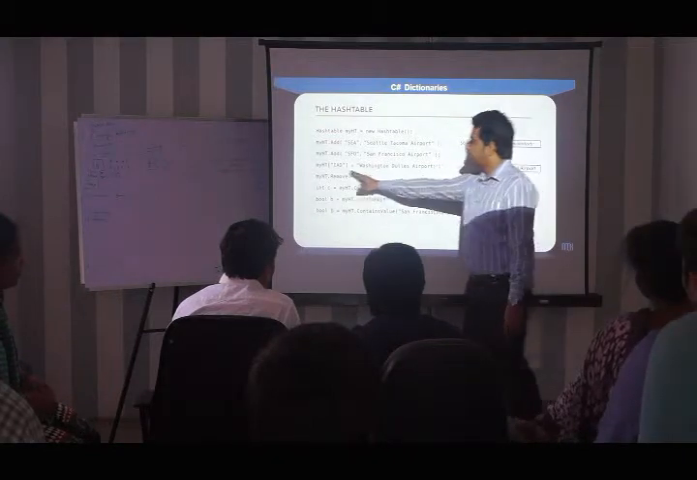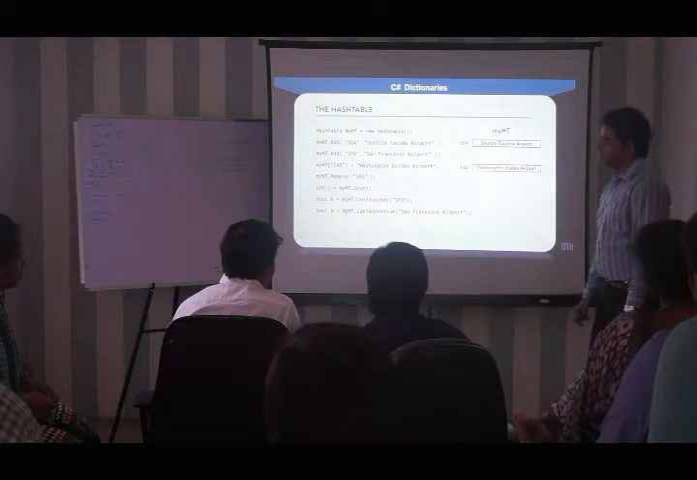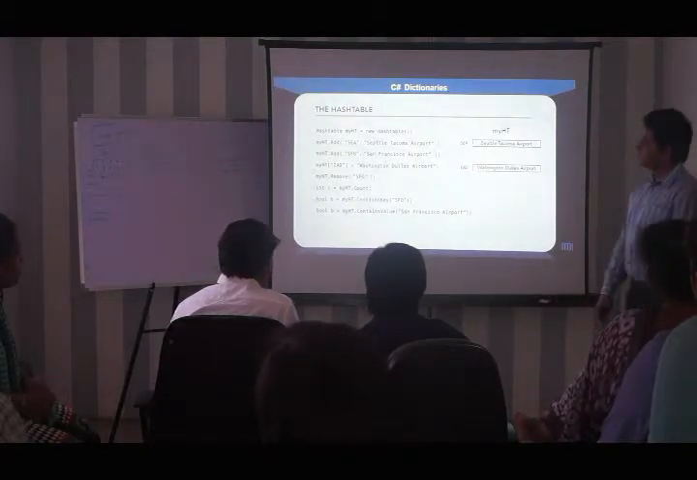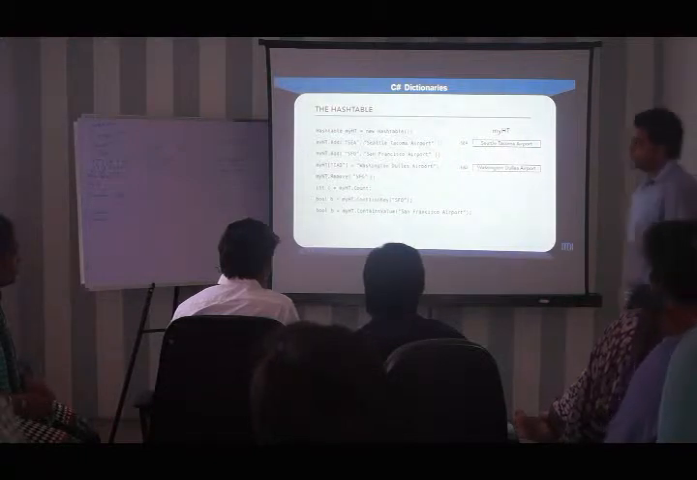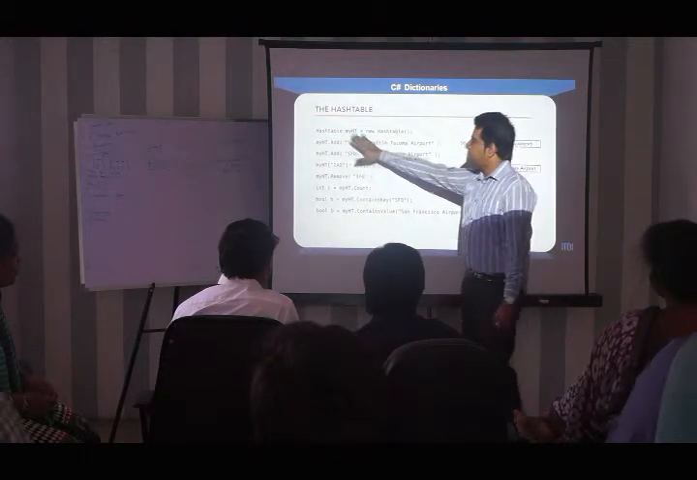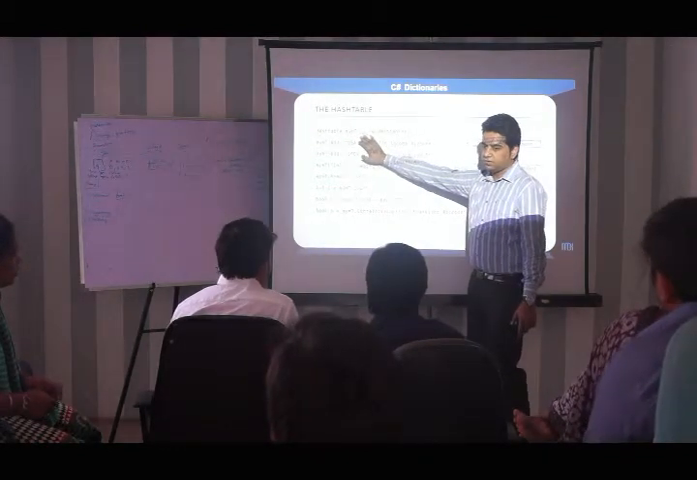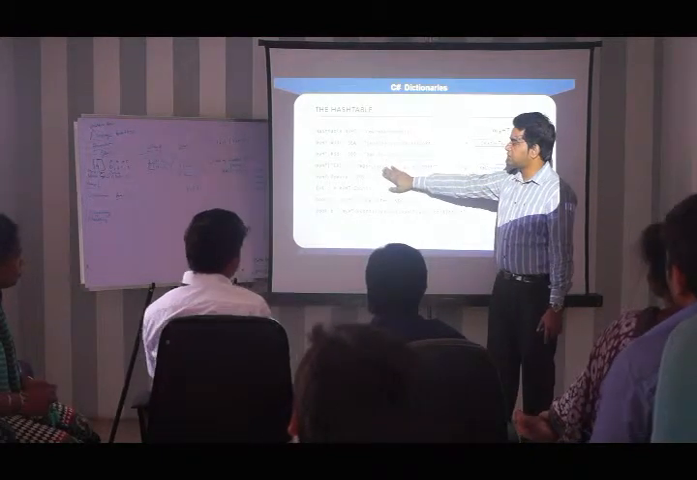What I'm doing here, instead of add, I'm doing it like this, or remove. So what exactly is happening here is I'm declaring or initializing a hash table with the new keyword. And then I'm adding values to it using these three methods.